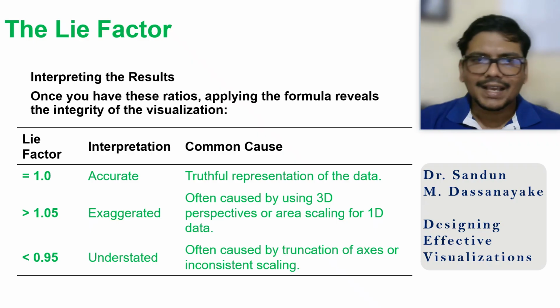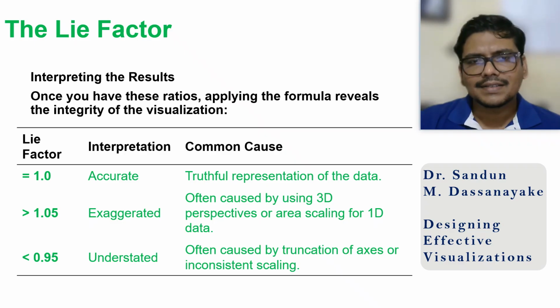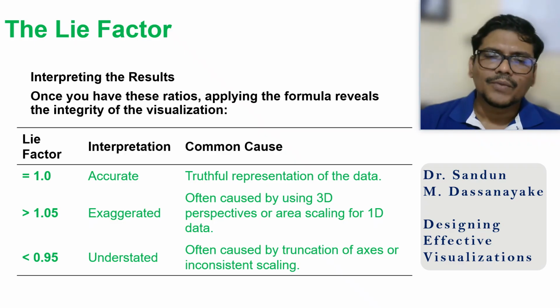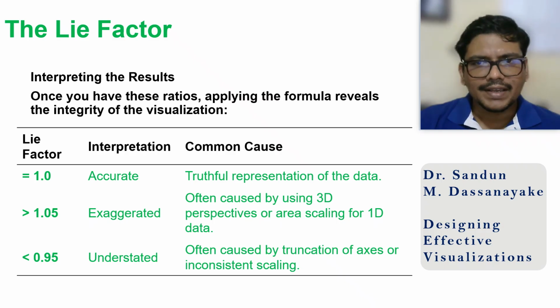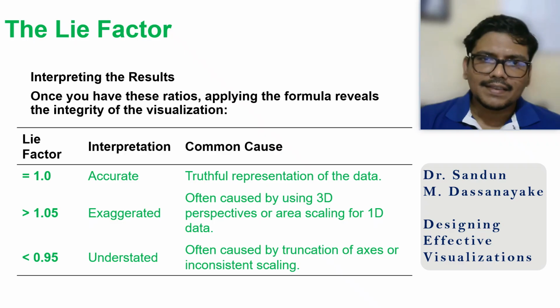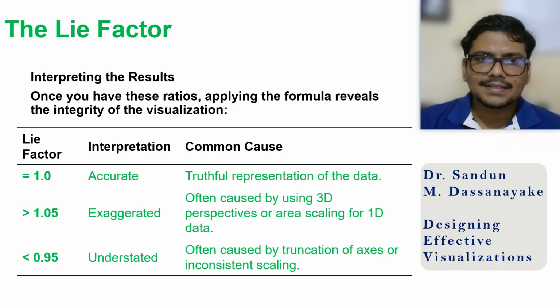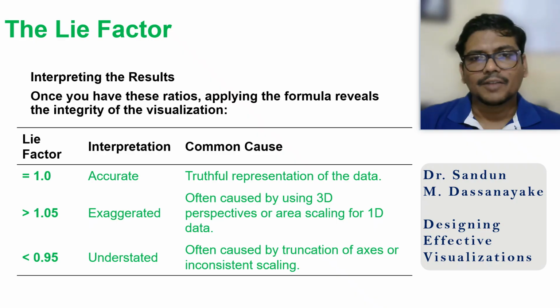Conversely, if the lie factor drops below 0.95, it suggests an understated visualization, which can happen because of truncated axis or inconsistent scaling. Understanding these factors helps ensure our data visualizations are balanced and trustworthy. For instance, if your lie factor is 14.8, it means your chart makes the change seem nearly 15 times larger than the data indicates.